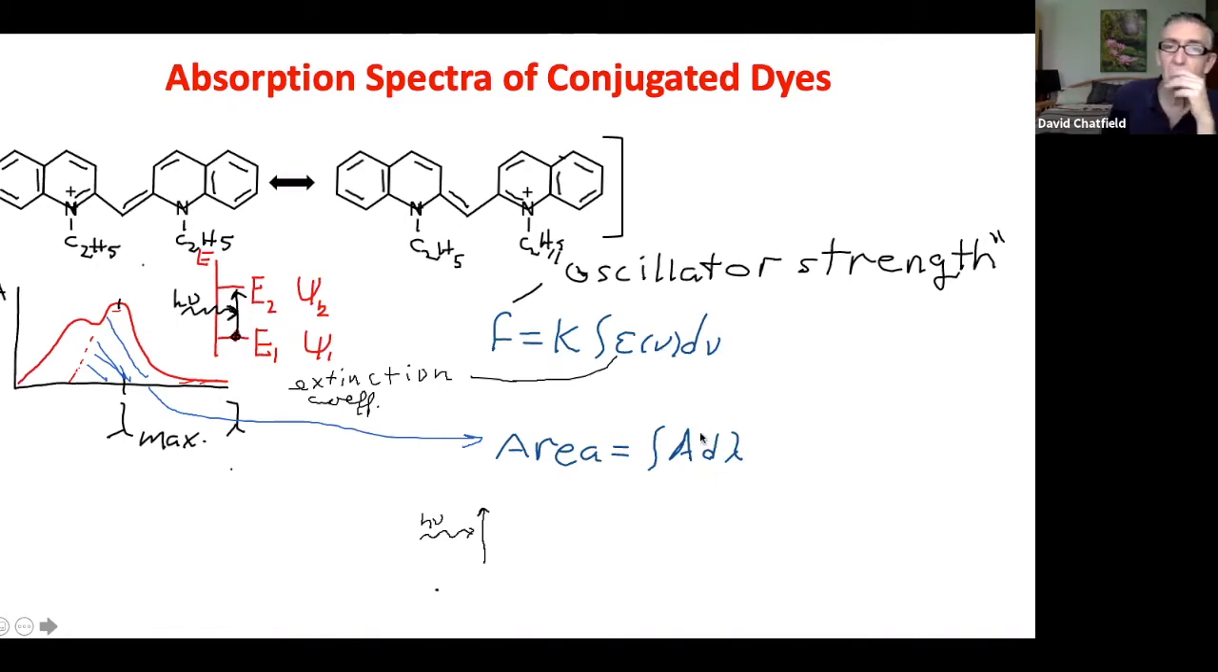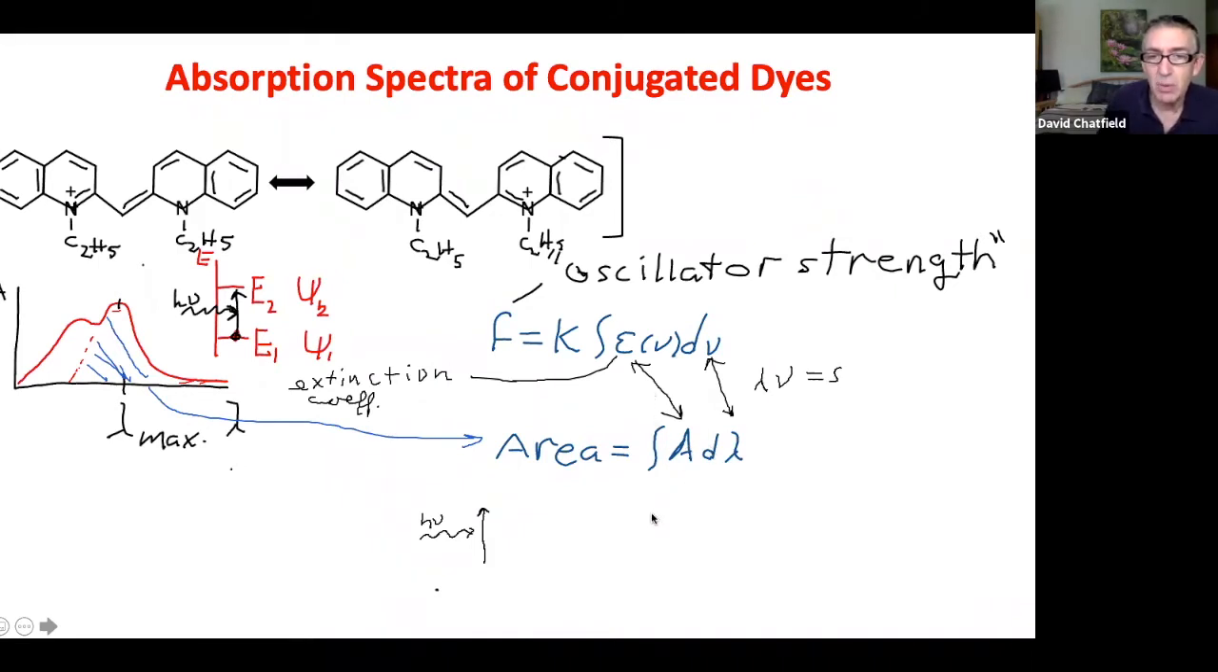Now you might wonder, how do I get from area to F? To get from area to F, what you need is a relationship between A and the extinction coefficient. You need to know that relationship, and the relationship between nu and lambda. Now, the relationship between nu and lambda, the wavelength lambda times frequency is the speed of light, which we usually write with a C, but I'm not going to use C. I'm going to instead use S because we're going to use C for concentration. So that's the one thing.